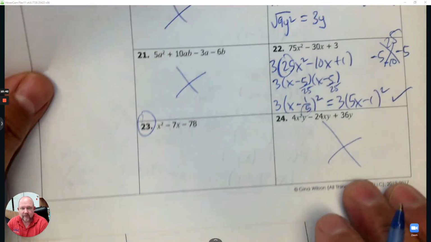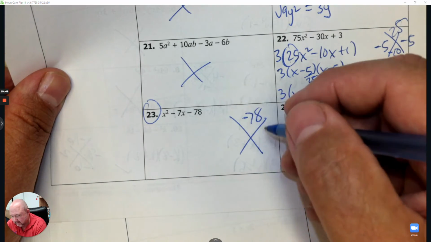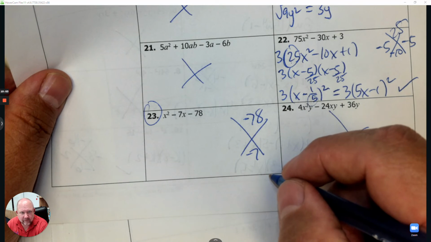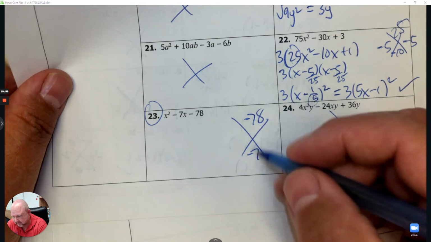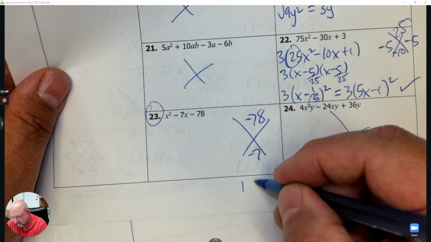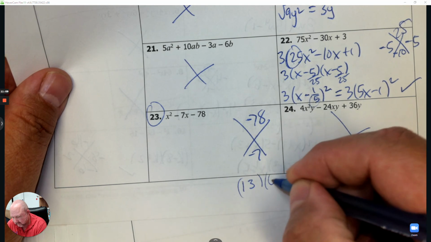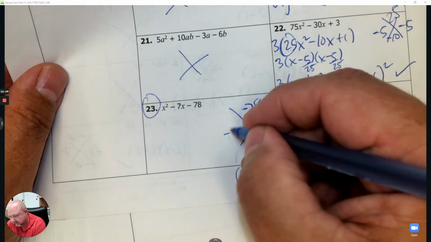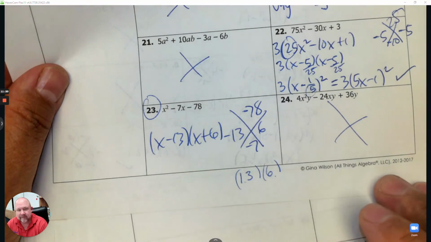23, a simple trinomial. I just need to think what two numbers multiply to 78. Not an obvious one, right? And they have to subtract to 7. Let's see. What would be 13 and 6? I think I found it. So 13 times 6 is 78, and they subtract. So it's going to be -13 and 6. So we have -13 and +6, and that's it.